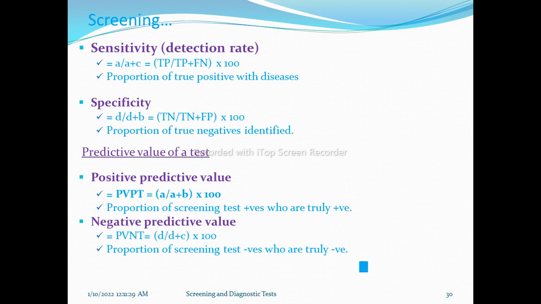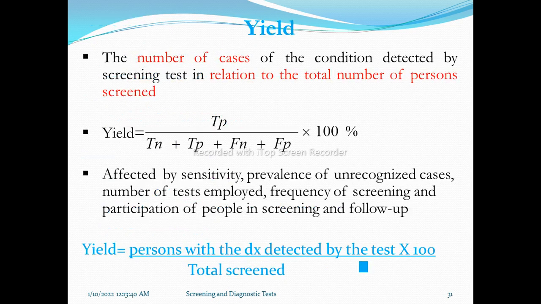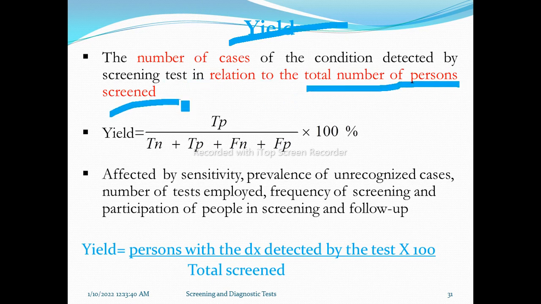This is our summary. Now we are passing to yield. Yield means cost, analyzing the overall cost of the program. So it is the number of cases of the condition detected by the screening test in relation to the total number of persons screened. How many cases will be found among the total people screened? This is judged by yield.